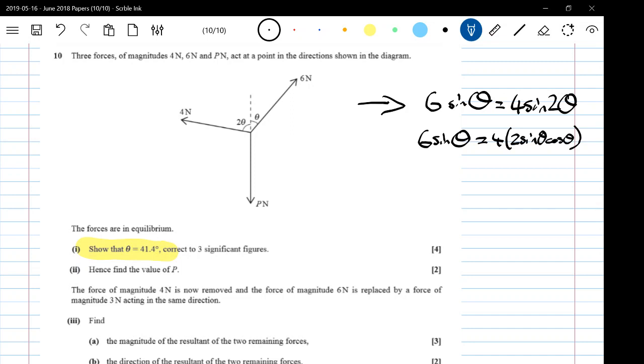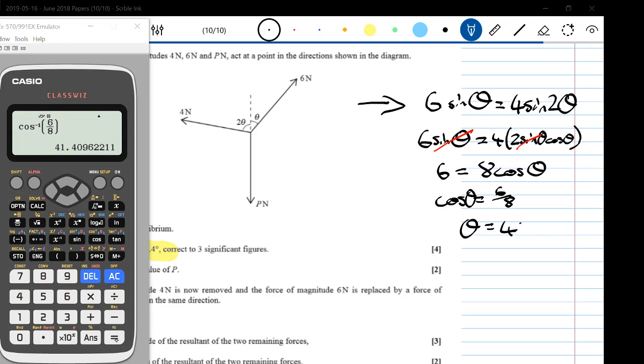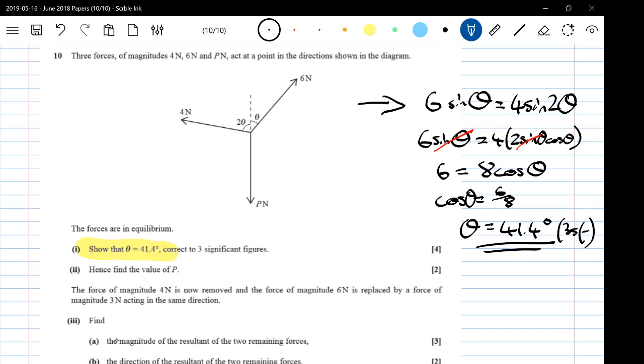We've got a common factor of sine theta on both sides of this expression. So we end up with 6 is 8 cos theta. So cos theta is 6 over 8, or 3 over 4. At which point we do inverse cos of 3 over 4. And our calculator says 41.4 degrees to three significant figures. And there we go, that's the 4 marks for that.